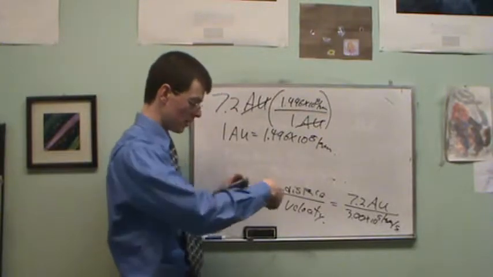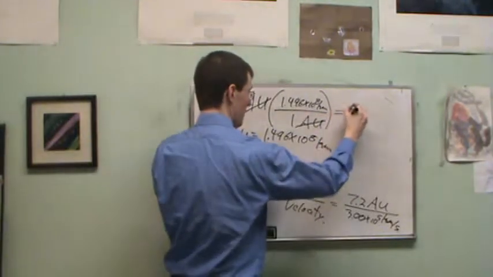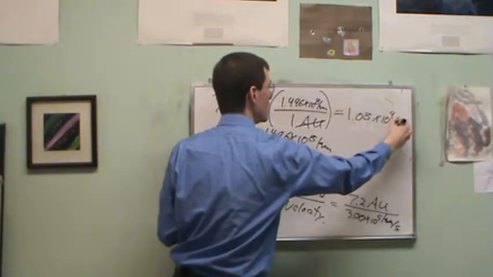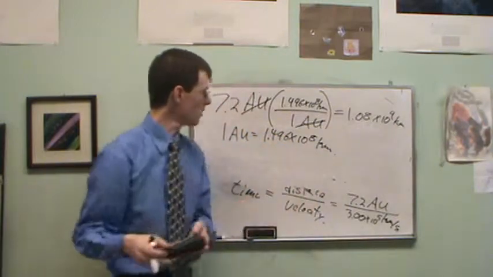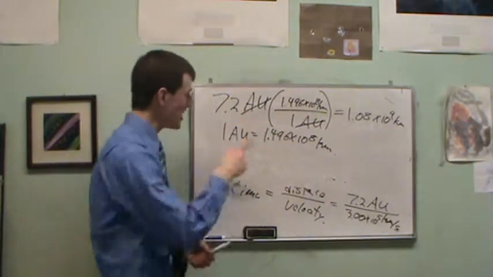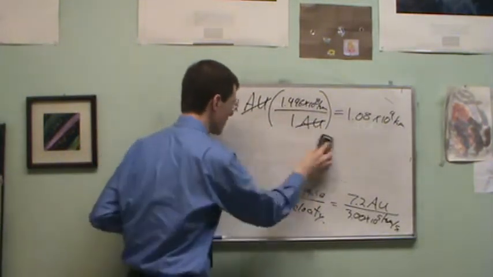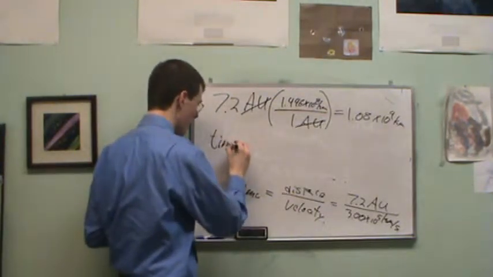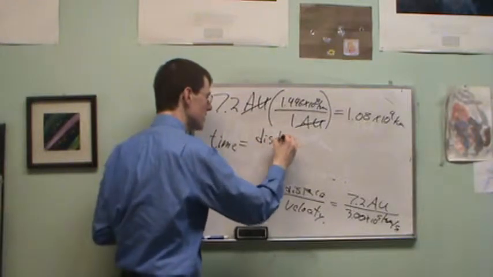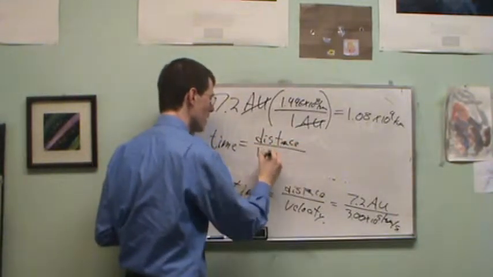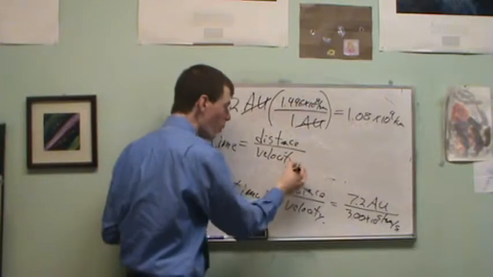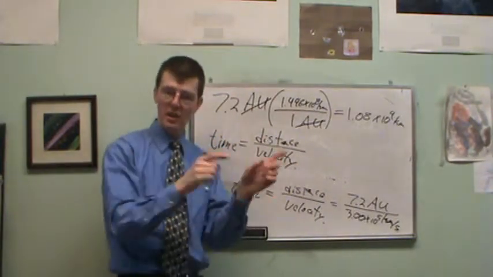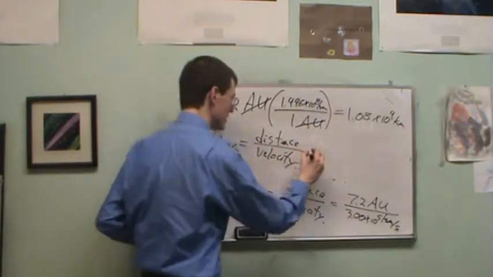And what do I get? Okay, I get 1.08 times 10 to the 9th kilometers. All right. Very good. So now I have a distance where I can do this time calculation. Here, let's write it again. Time equals distance divided by velocity. If I'm asking you for, if you need to know an amount of time given a distance and a speed, that's what we do. We take distance divided by velocity.